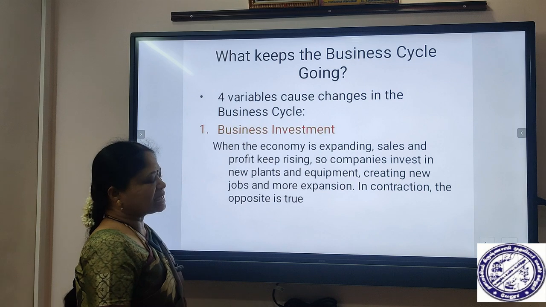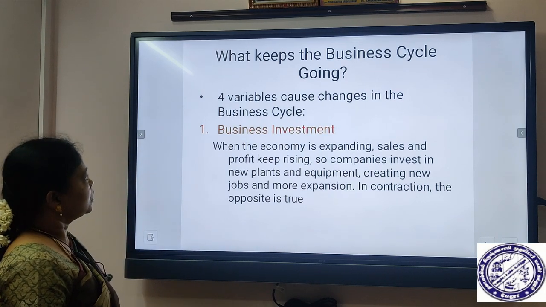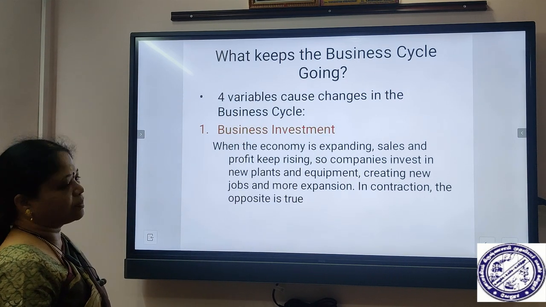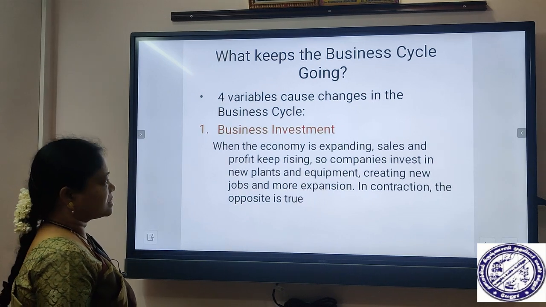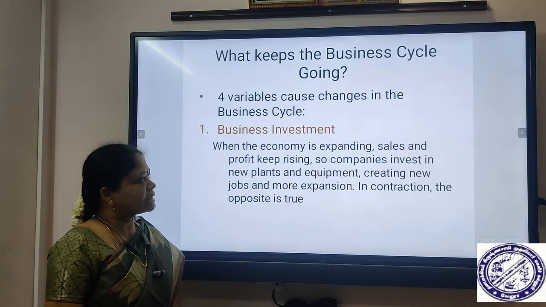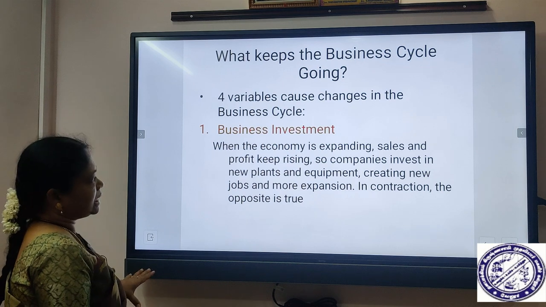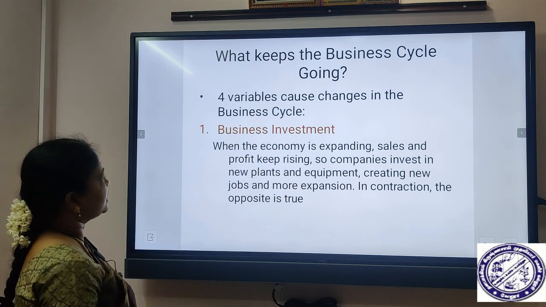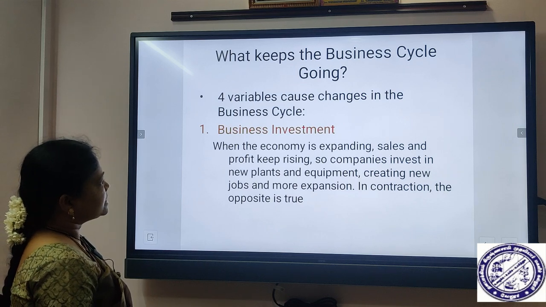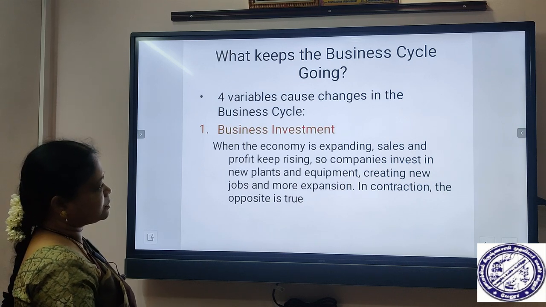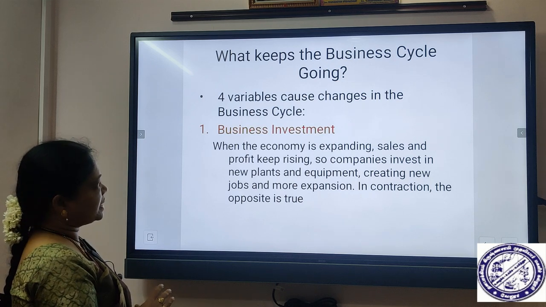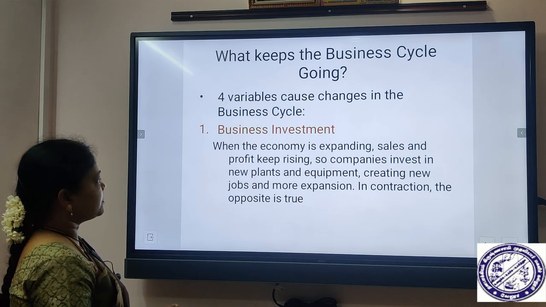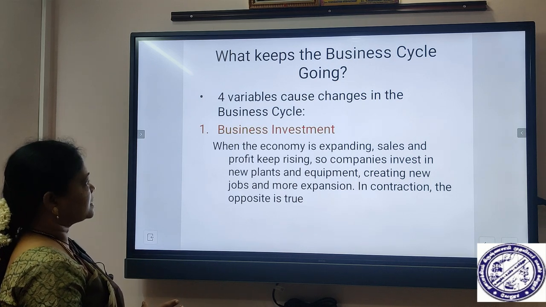So, what are the things that keep this business cycle going, or the 4 variables which cause this business cycle? That is, business cycle is unavoidable in any economy. Business cycle happens because of these 4 variables, and the first one is business investment, that is the expansion. The first variable represents the expansion phase of the business cycle.